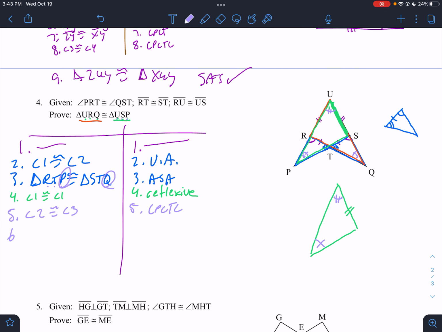Now we can say triangle URQ is congruent to triangle USP. And what is that reason? Angle, side. Angle, side. Nice work.